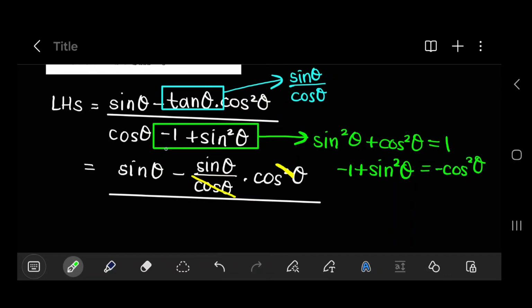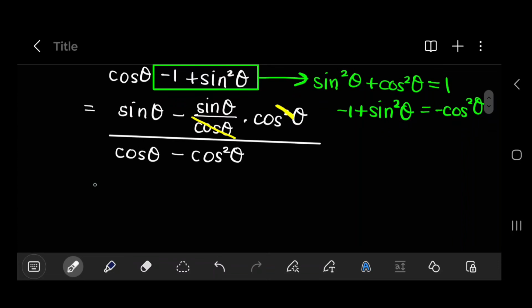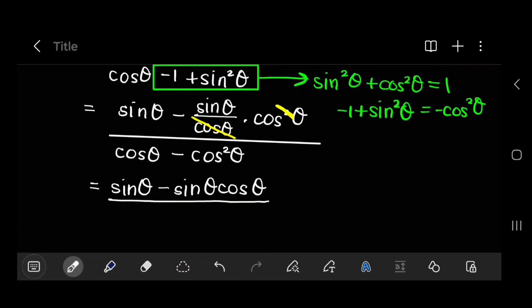Now you see that what we have, -1 plus sine squared theta, that is actually equal to negative cos squared theta. So we're now going to rewrite our denominator as cos theta minus cos squared theta. And before I do anything further, I just want to go ahead and write down what we're left with in our numerator. So we have sine theta minus sine theta cos theta. For now, I'm keeping my denominator as is.